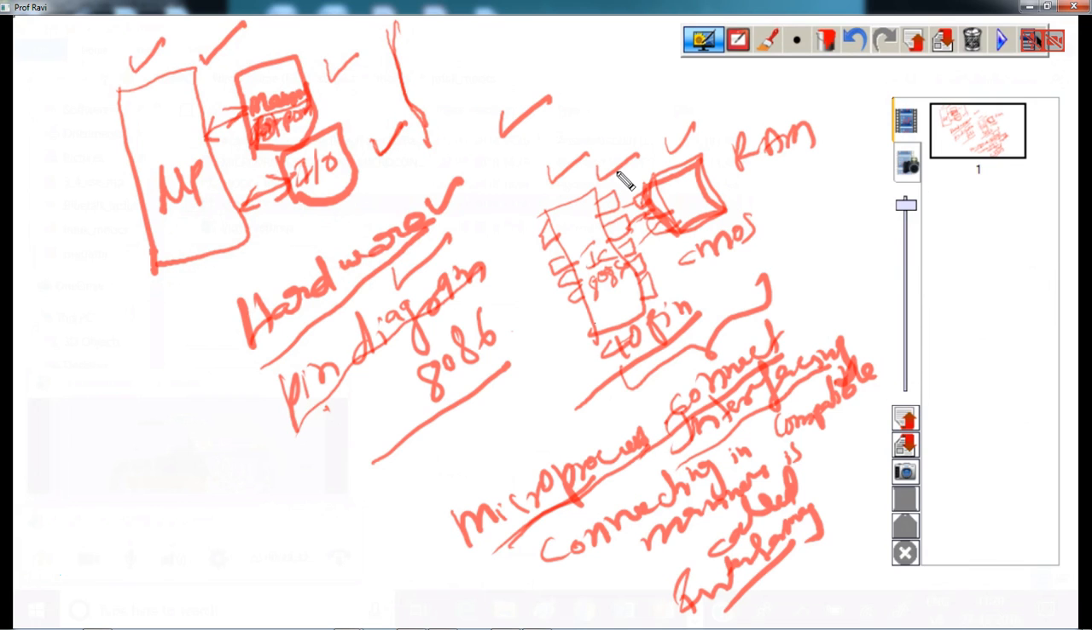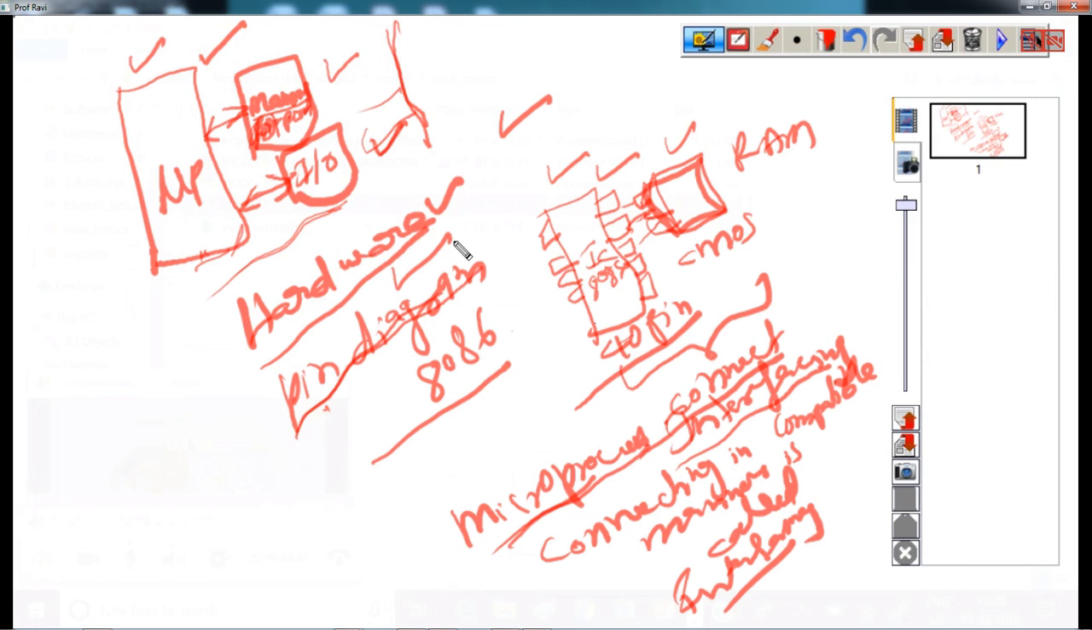Connecting a microprocessor with other devices in a compatible manner is called interfacing. So now, if you want to design a programmable system like this and you want to interface memory and other input-output peripherals to the microprocessor, then you should know the hardware features of it. That means the pin diagram of this 8086 needs to be known, right?